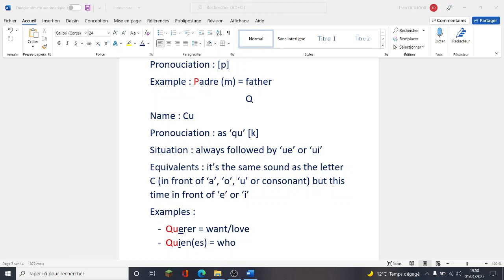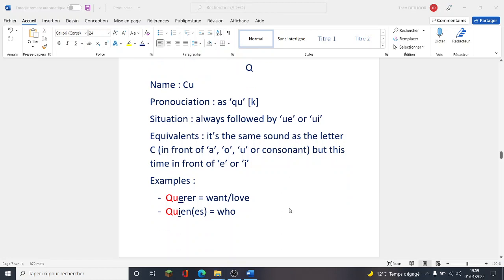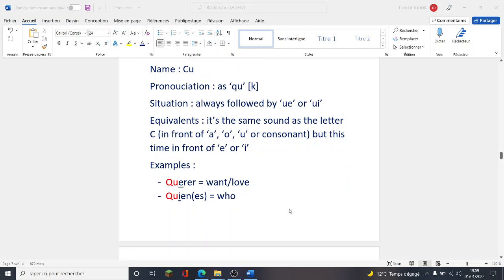But this time it's QU, so it's in front of E or I. So yeah, let's see two examples. We have, for example, querer, which means to want or to love, depending on the context. Be careful of that. And we have also, for example, the word quien or quienes, which means who. Yeah, in Spanish, there is a plural way to say who. Yeah, it's quite weird, but yeah, you'll get used to that, I guess.